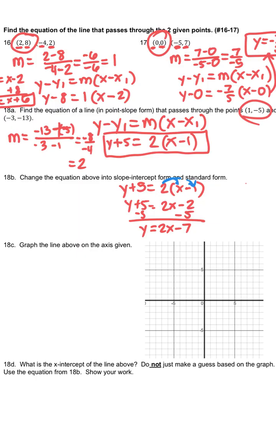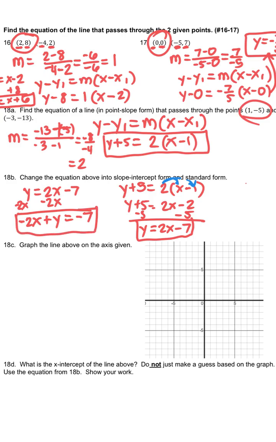Now it wants me to put that into standard form. So I have y equals 2x minus 7. So I need to move this x over. Bring that x over here because we want our x and y on the same side for standard form. Now I have negative 2x plus y equals negative 7. And that would be your standard form answer.